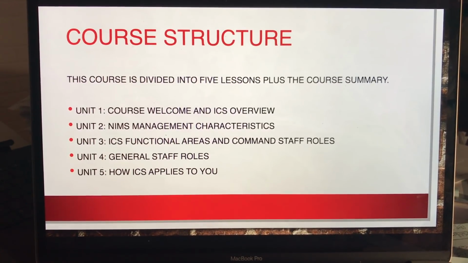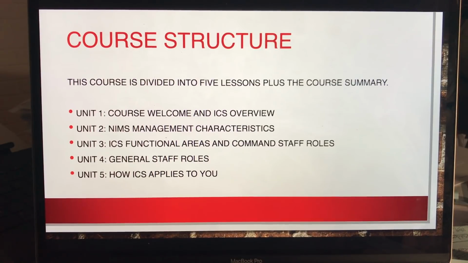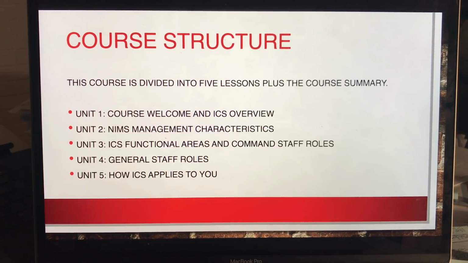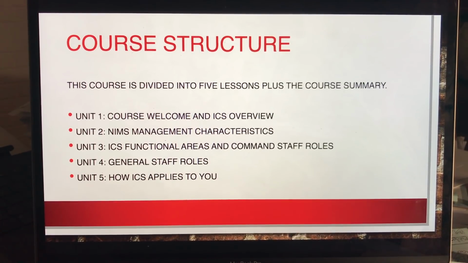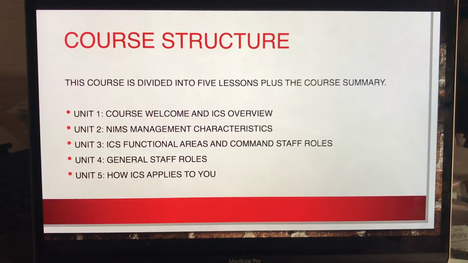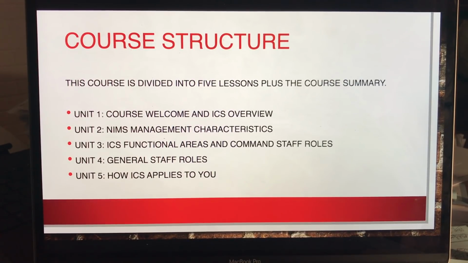The course structure. This course is divided into 5 lessons plus the course summary. Unit 1 is a course welcome and ICS overview. Unit 2 speaks to NIMS management and characteristics. Unit 3, ICS functional areas and command staff roles. Unit 4, general staff roles. Unit 5, how ICS applies to you.